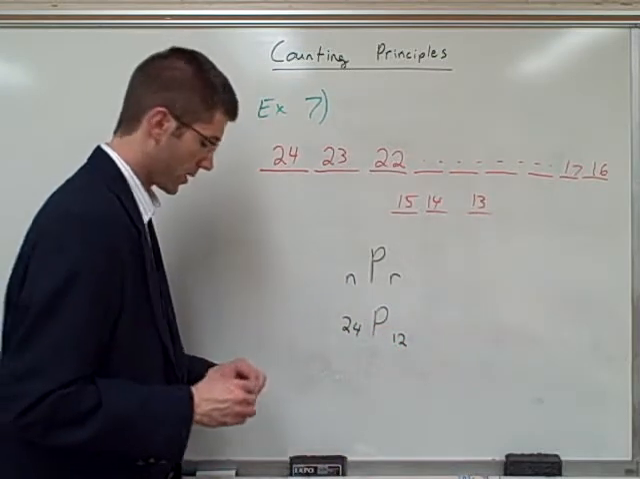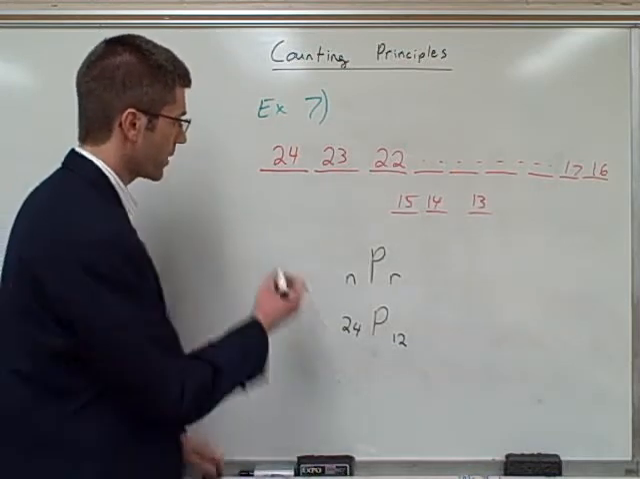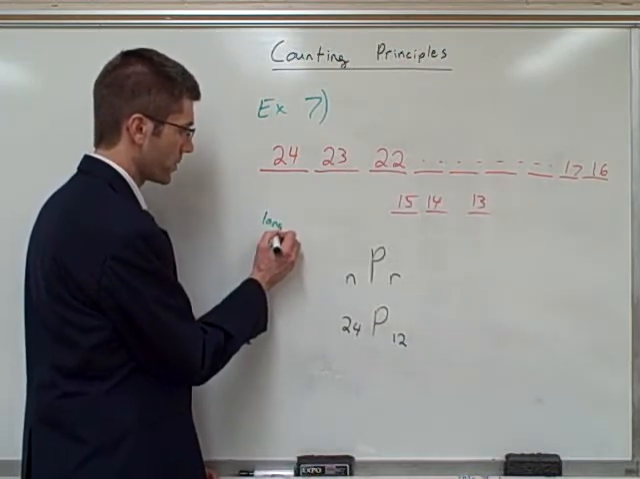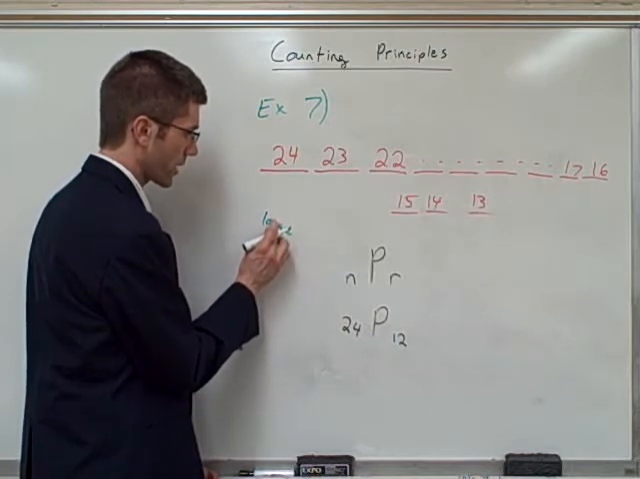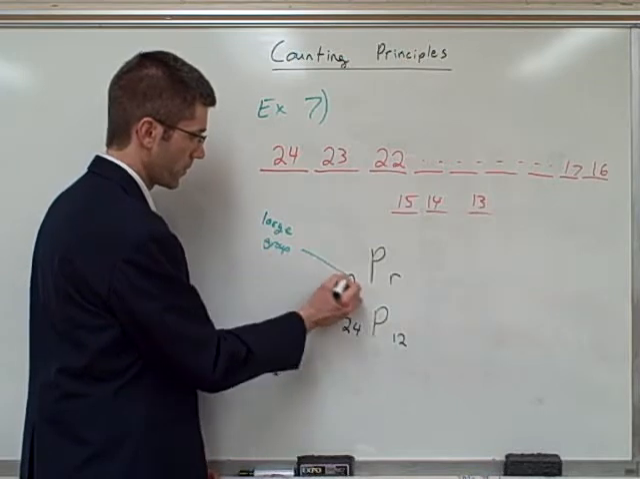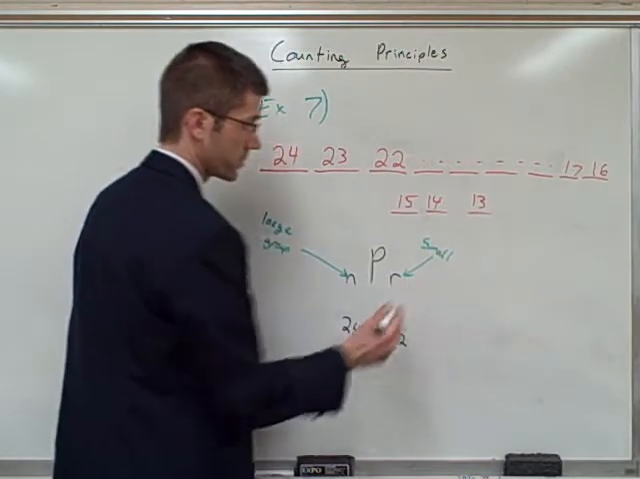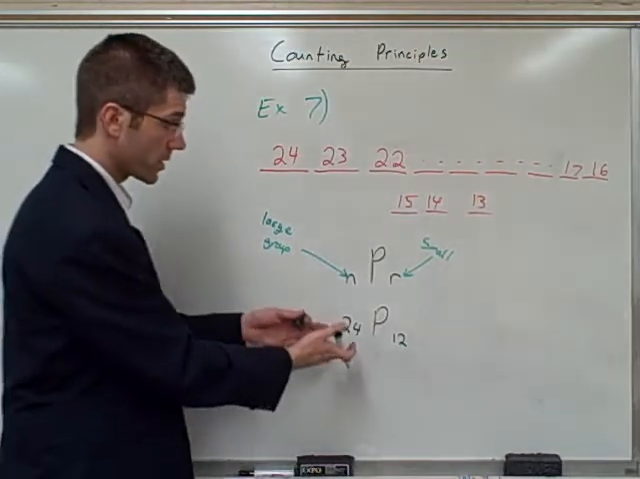So whenever you're doing this, you may want to scribble this on your paper somewhere over in the margin. This is going to be the large group. Large looks like large. Large group. This is going to be the small group. And we're going to put it in the calculator like that.